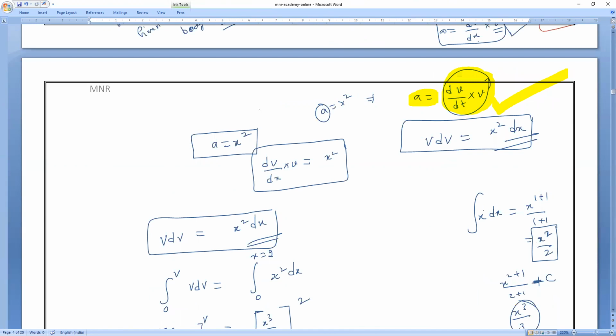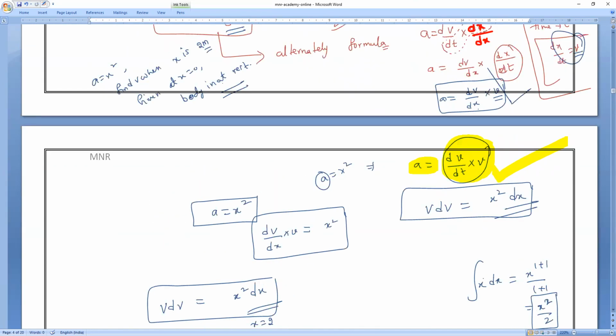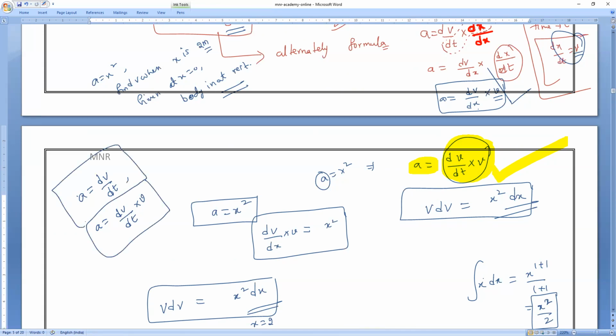you have to remember acceleration has how many formulas? Two formulas. What is one formula? Everybody respond. a is equal to dv by dt. The second formula is, what is the second formula? a is equal to dv by dt into v. Clear? Yes, Pradosh? Yes, sir. So for this question, which formula are we using?